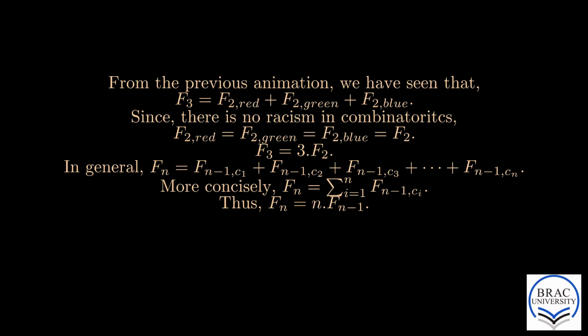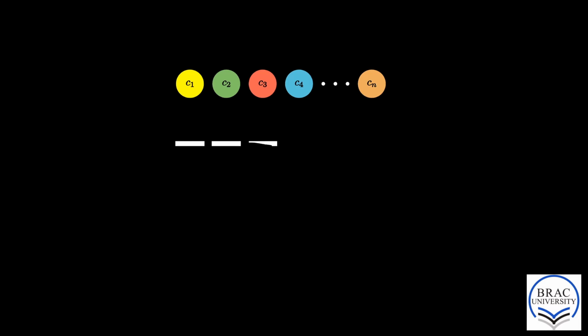And there is actually another different argument to solve this problem. So notice that, suppose we have n different colors, C1, C2, C3, C4, and so on up to Cn. If we want to arrange these balls in n different places, so let's call these boxes the places.